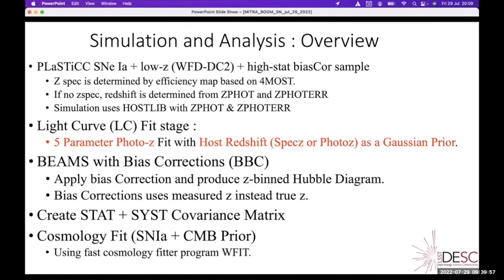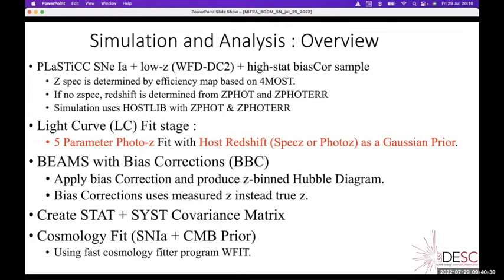Here's one more overview of the stages of SNANA. We use the PLAsTiCC supernova 1A, plus for low redshift we had some additional complementary sample from the WFD, and we produced a high stat biasCor sample. Spectroscopic redshift was determined using the efficiency map based on 4MOST. And where it was not available, we would use the redshift determined from photometric redshift, Z4 and Z4 error. So the simulation would essentially use HOSTLIB with this Z4 and Z4 error.